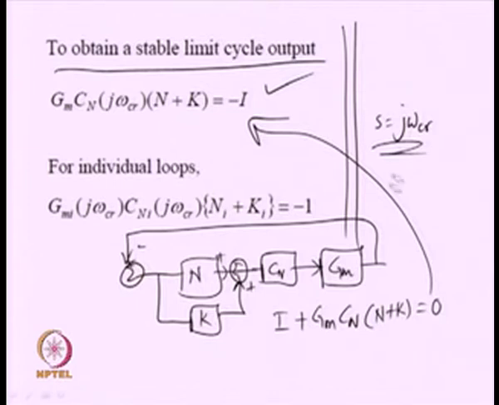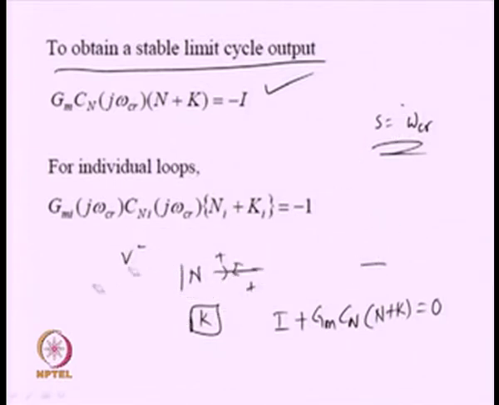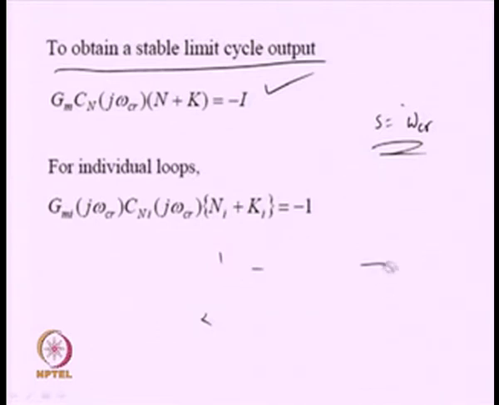Okay. Now, since we have 2 loops, substitution of the diagonal matrices results in Gmi(j omega CR) times Cni(j omega CR) times (Ni plus Ki) is equal to minus 1, for the individual loops.